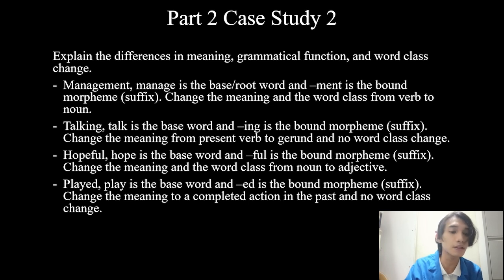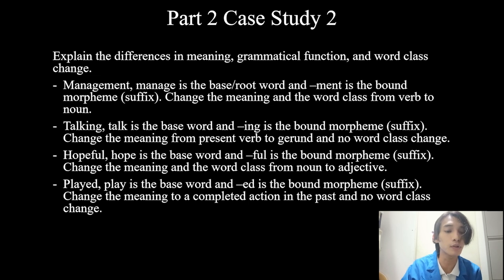The first is management. Manage is the base or root word, and ment is the bound morpheme, a suffix. It changes the meaning and the word class from verb to noun. The second one, talking. Talk is the base or root word, and ing is the bound morpheme suffix. It changes the meaning from present verb to gerund, and there is no word class change.